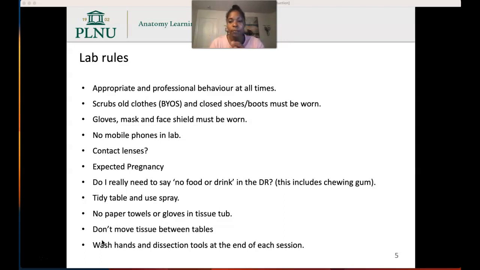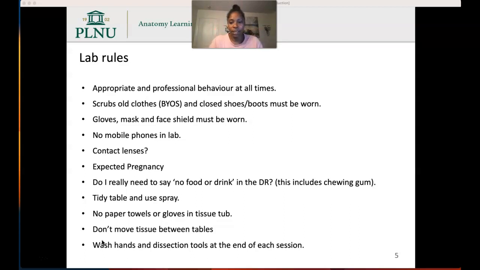If you are expecting, congratulations, we're really excited for you. But we also need a physician release note, which states that you're allowed to work with the donors. And that's just to protect you and the human being that is growing inside of you.